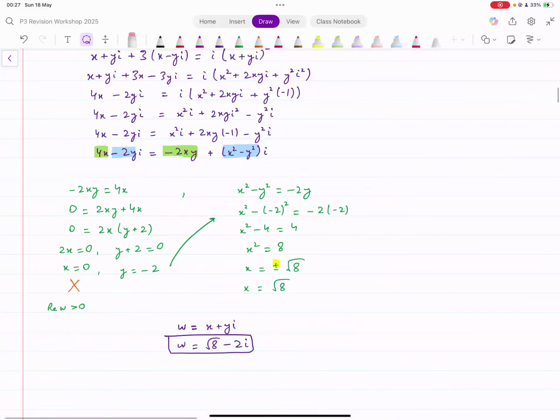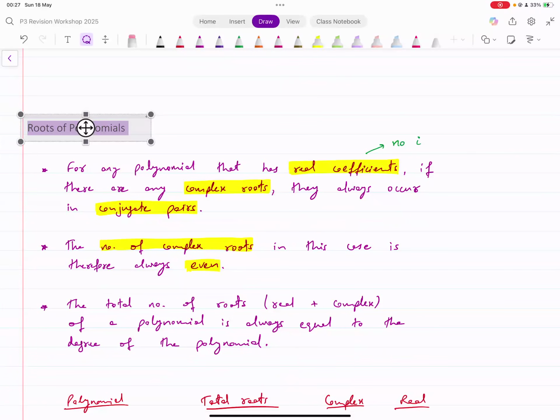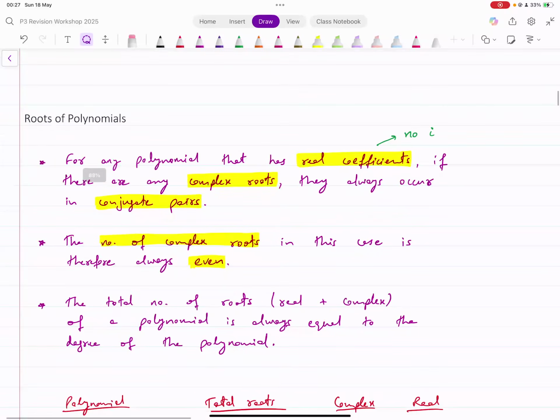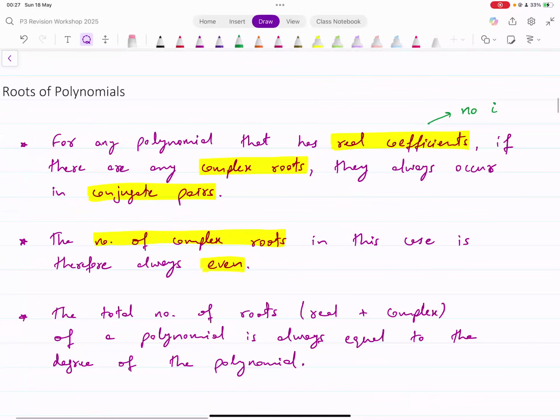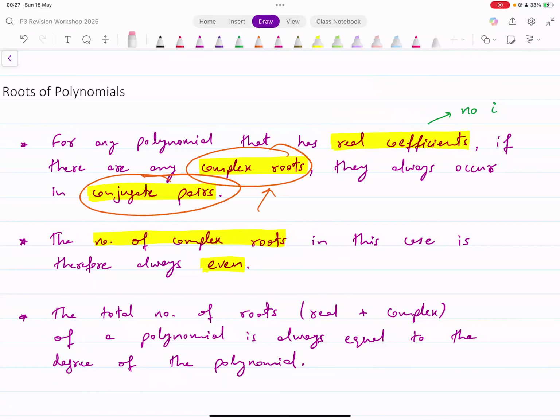For any polynomial, this is a standard rule that we've got. For any polynomial that has real coefficients, that do not have any iota in them, if there are any complex roots, they always occur in conjugate pairs, right? If the equation does not have any iota in it, then the solutions that you get, if they are complex, they always occur in conjugate pairs.